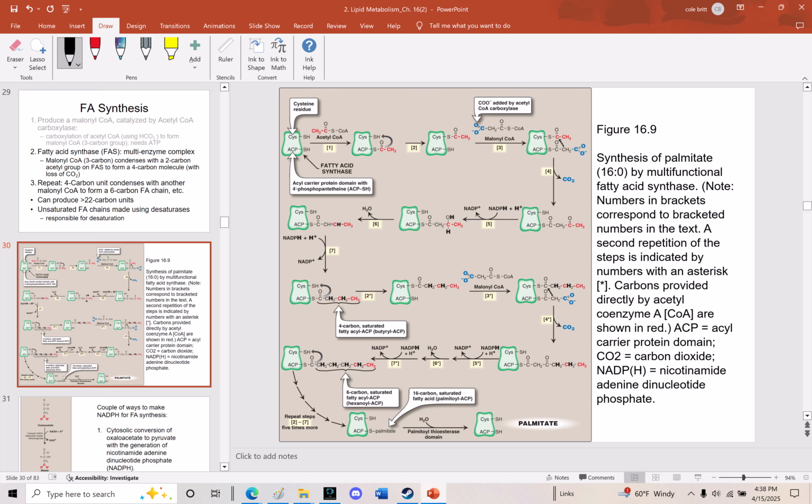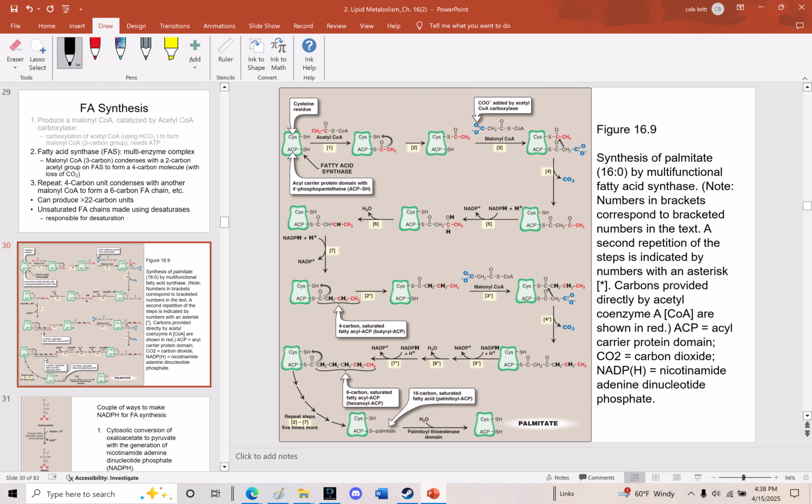We already made malonyl-CoA. That was with acetyl-CoA carboxylase. So here's that malonyl-CoA that's coming in, and it's going to condense with the acetyl-CoA that's already on this fatty acid synthase. And so that's what happens. We lose a carbon dioxide and we end up with this 2 carbon attached to that original acetyl-CoA that's there.